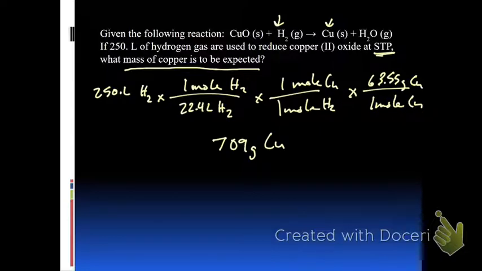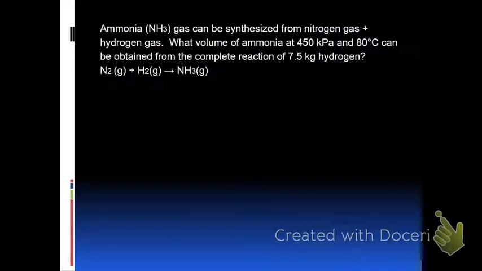All right. What about the case where it's not at STP? So let's take a look at this first. Ammonia can be synthesized from nitrogen gas plus hydrogen gas. What volume of ammonia at 450 kilopascals and 80 degrees Celsius can be obtained from the complete reaction of 7.5 kilograms of hydrogen? Okay, so we probably need to balance this first. So this would be 2 and this would be 3, right?